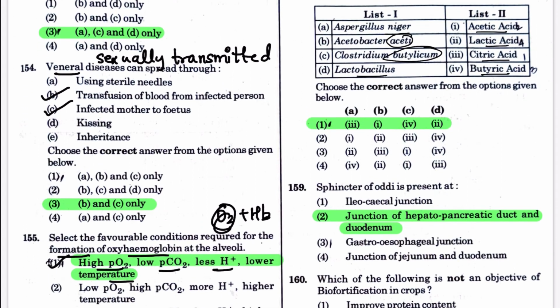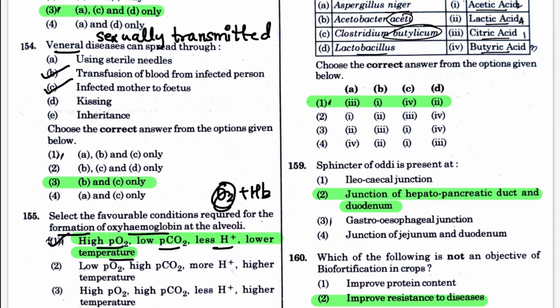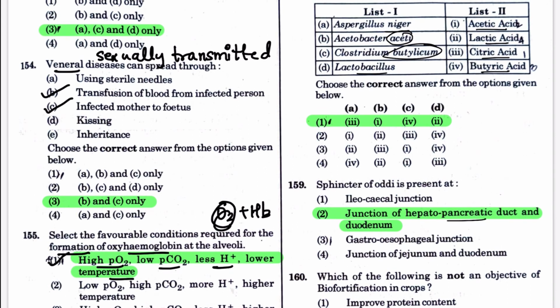So 159, sphincter of Oddi is present at, okay, it is present between the hepatopancreatic duct. This duct has been joined by the liver and pancreas, and also into the opening of duodenum. Between these two you have the sphincter of Oddi.